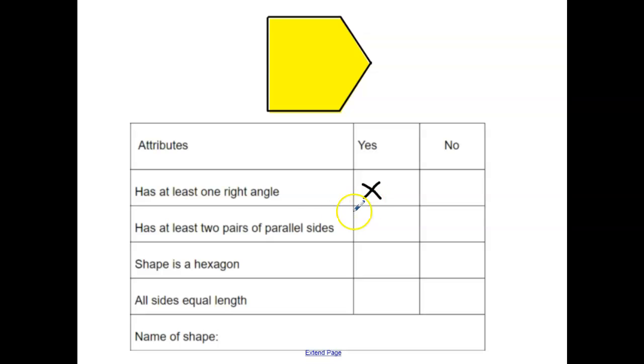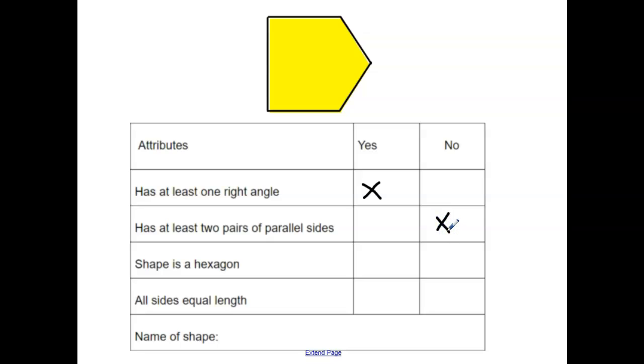Does this pentagon have at least 2 pairs of parallel sides? Remember to read the attributes very carefully, because for each polygon, the attributes that are listed change, so read them very carefully. Does this pentagon have at least 2 pairs of parallel sides? Ooh, I see that these 2 sides are parallel, so there's 1 pair. This side doesn't have a parallel partner. These don't either. So I would have to mark no, because it has only 1 pair of parallel sides.